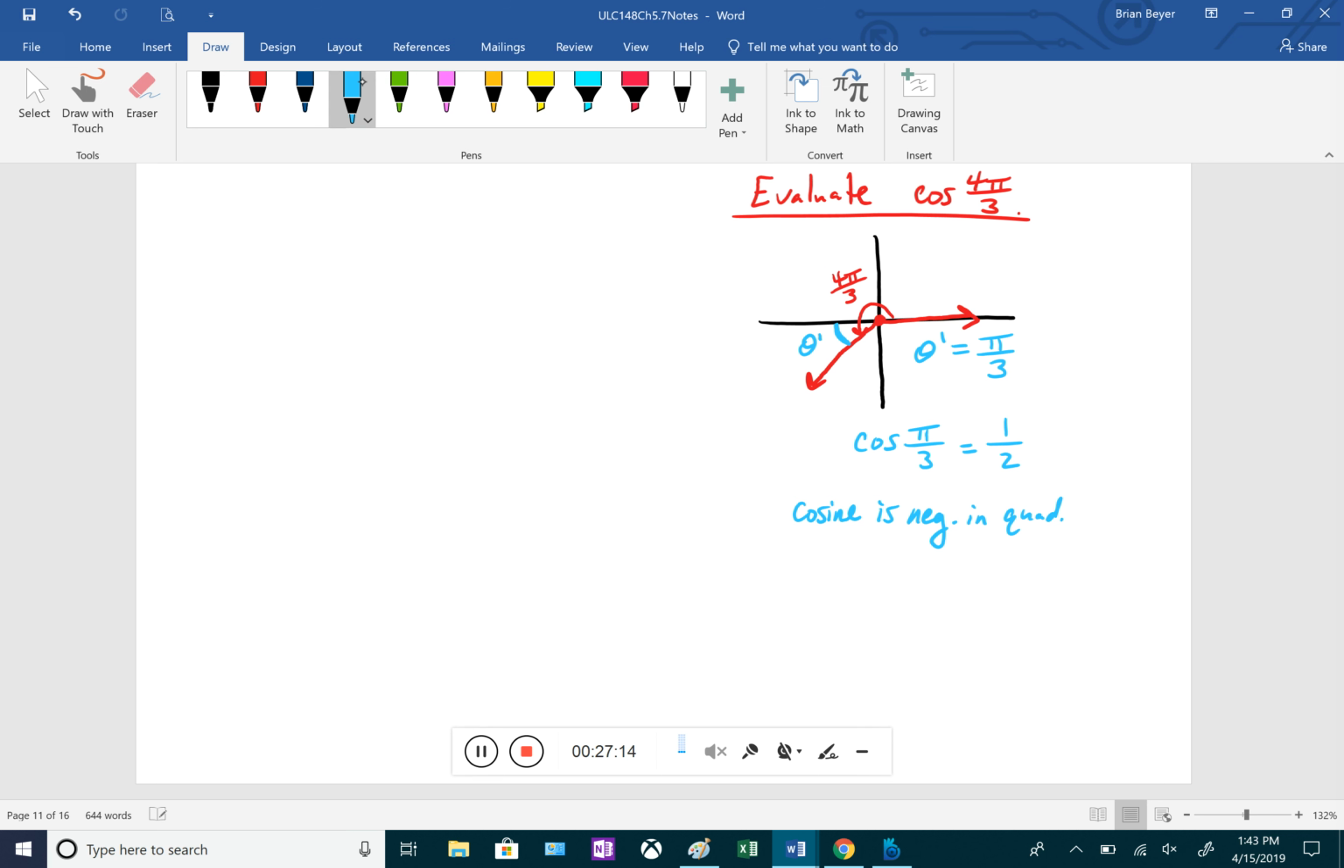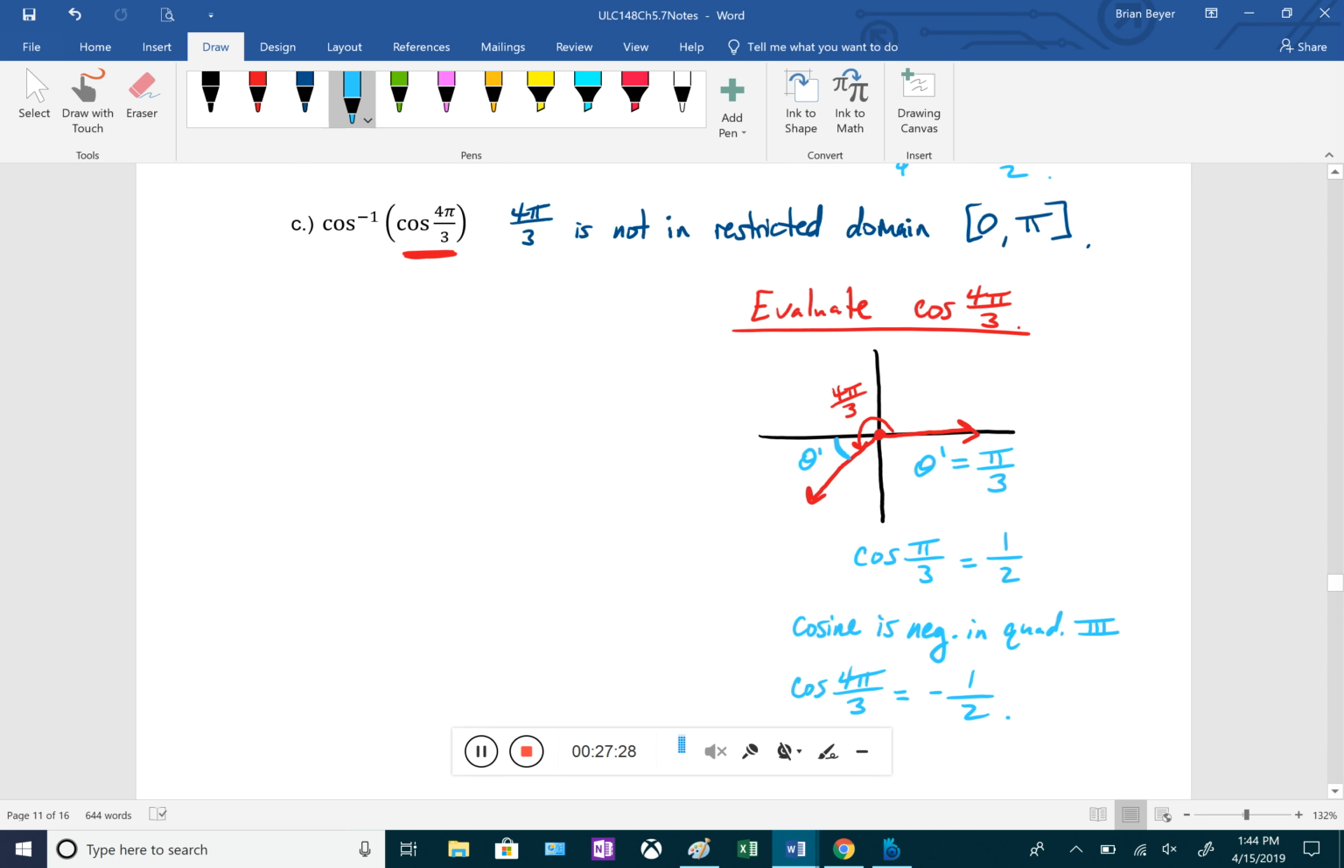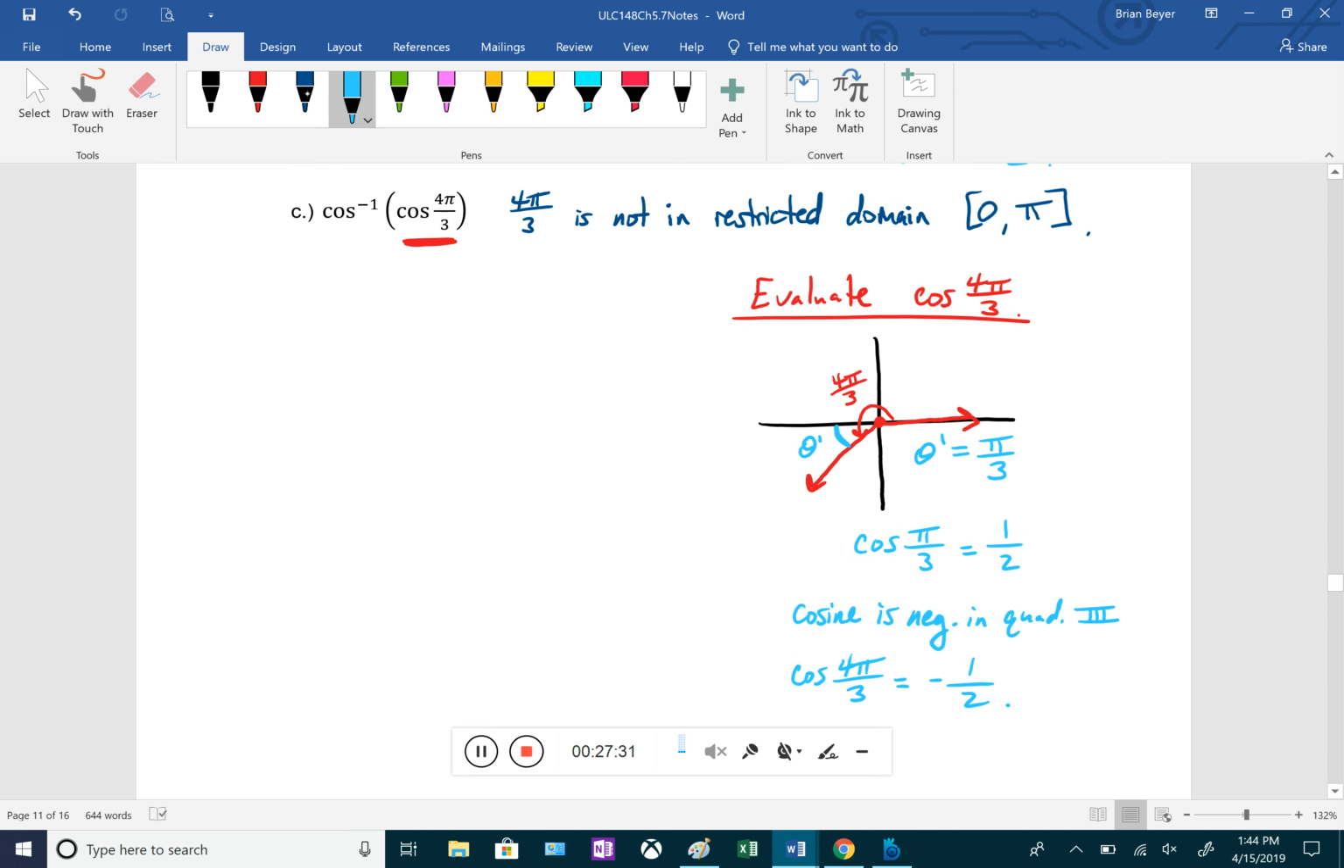So that means the cosine of 4 pi over 3 equals negative 1/2. Okay, so we go back up here now and we are finding cosine inverse. Instead of cosine of 4 pi over 3, it's equal to negative 1/2, so we plug that in.